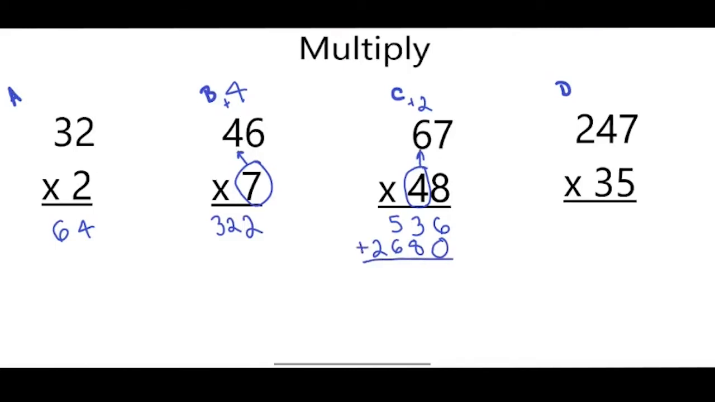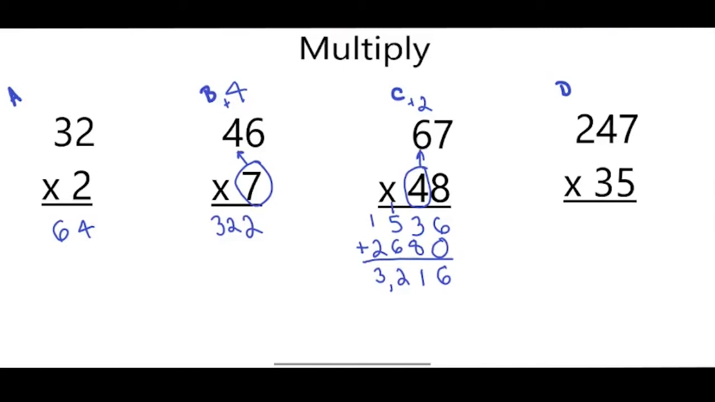So now I add these together. So 6 plus 0 is 6. 3 plus 8 is 11. So I carry the 1. 1 plus 5 plus 6 is 12. Carry the 1. 1 plus 2 is 3. So the answer is 3,216.